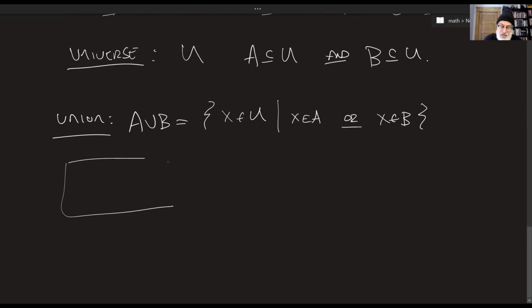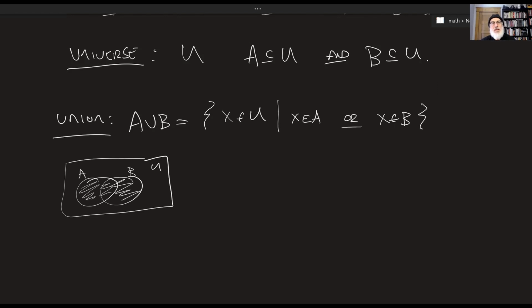A picture of that is if I have my universe box here, and I have sets A and B, the union will be everything in both sets combined. That's where the or statement comes in. X is in A or X is in B. That's our collection. That's our union.